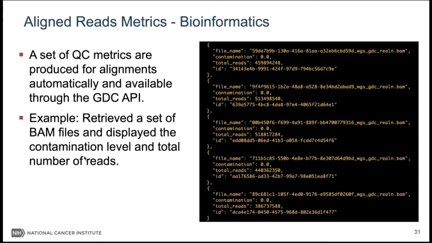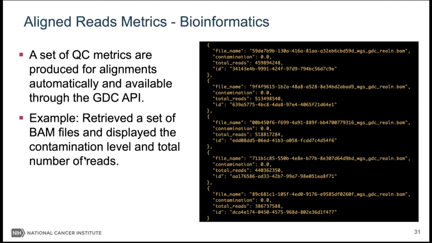As an example, on the right, I retrieved a set of BAM files and displayed their contamination level and total number of reads in a JSON format. As you can see, we have the file name, the file ID, as well as the contamination, which all happen to be 0 in this case, which is good. That's cross-patient contamination, by the way, and the total number of reads that are aligned in the alignment. This is also available using the API in a TSV format. So I would encourage you to look at our API documentation and API webinar if you are interested in doing that.